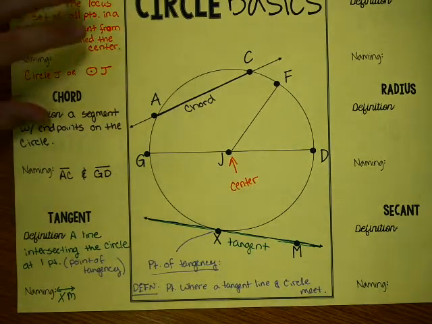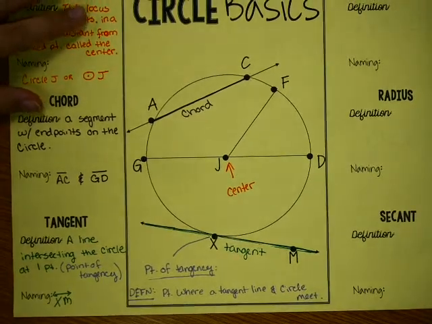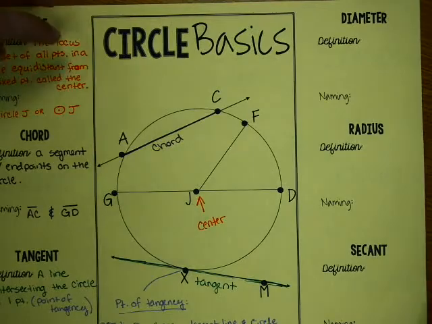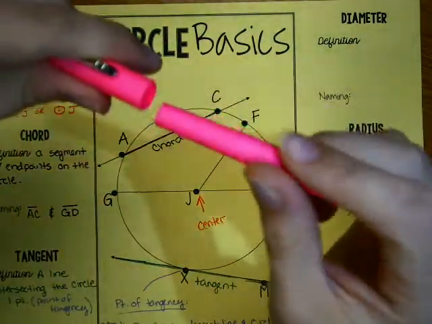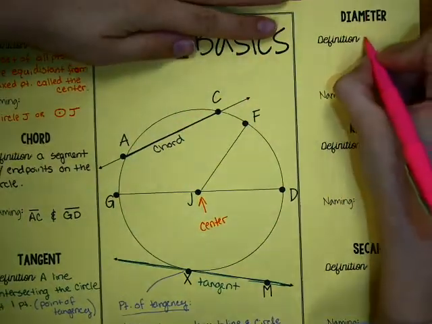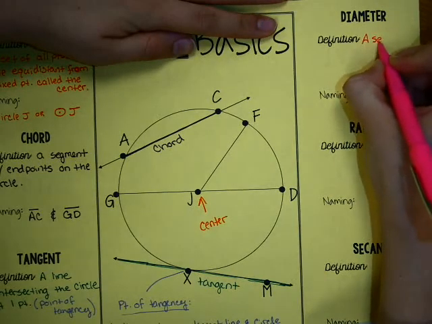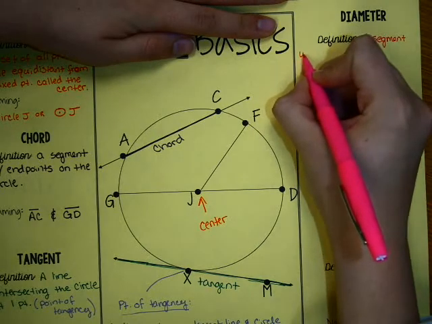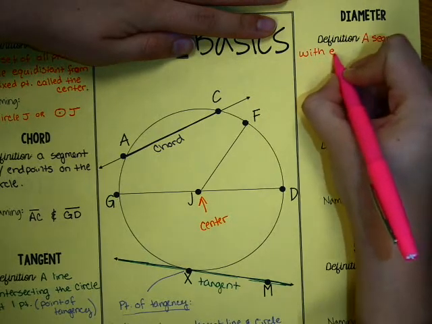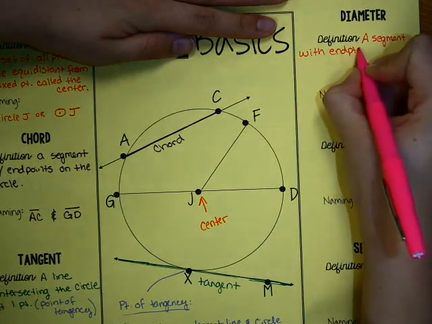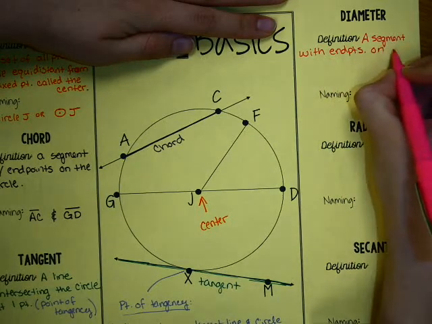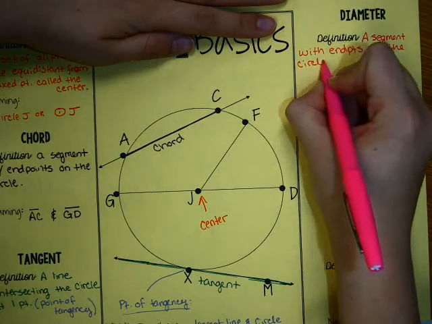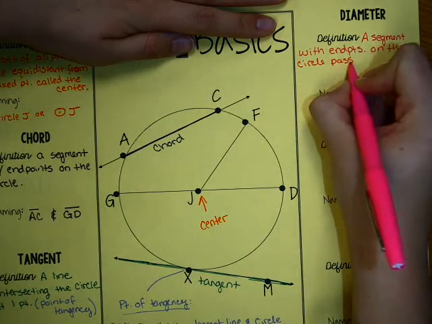Okay. The next definition is going to be the diameter. You may have heard of a diameter before. It's a segment, so we have endpoints. So a segment with endpoints on the circle, passing through the center.